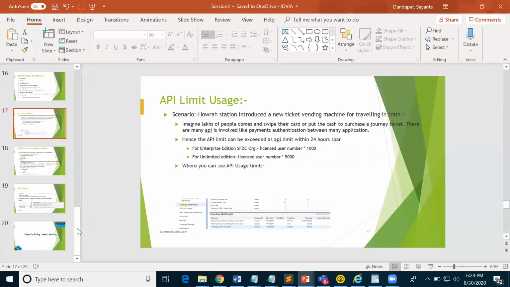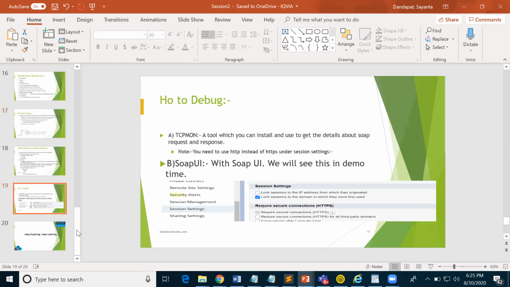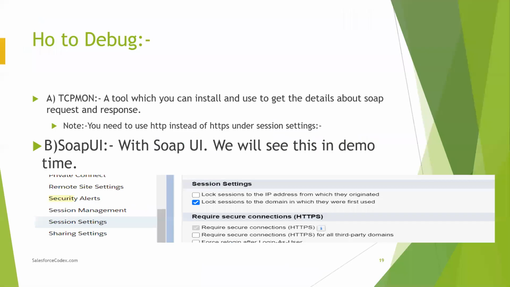Okay, so I was talking about this usage limit and this Howrah station example. You were able to hear me till that point, right? Okay. Now the last section: how you can debug. Suppose you are integrating two systems using the SOAP API, but how can you debug that?